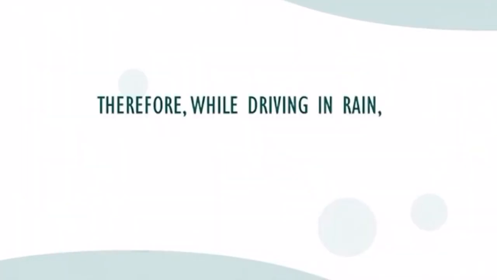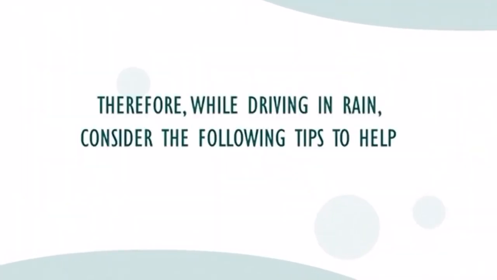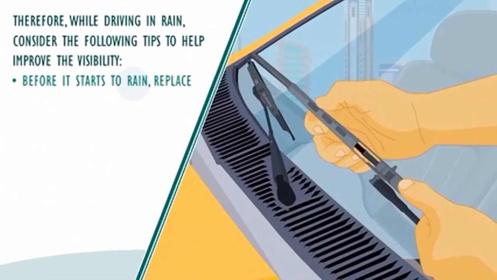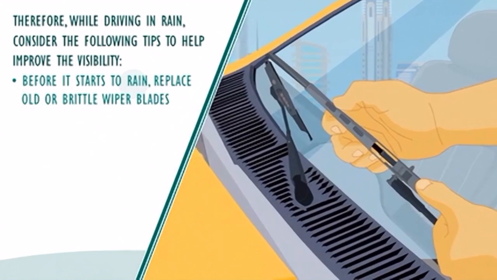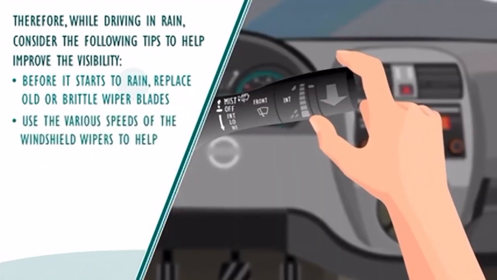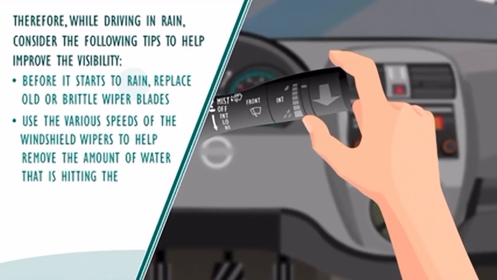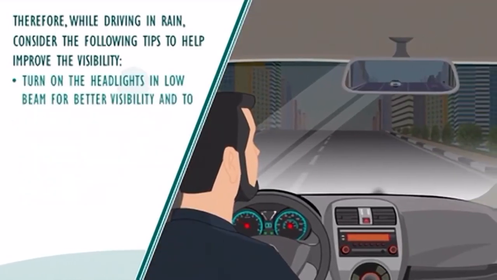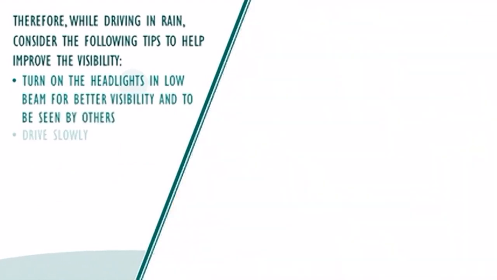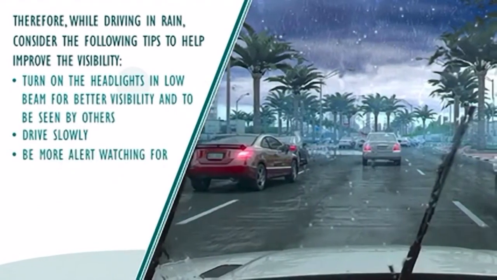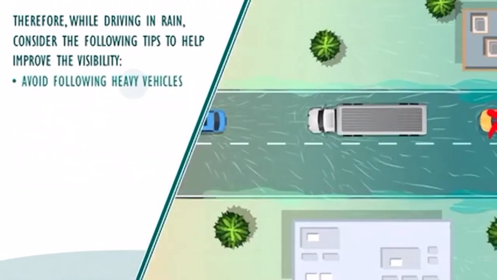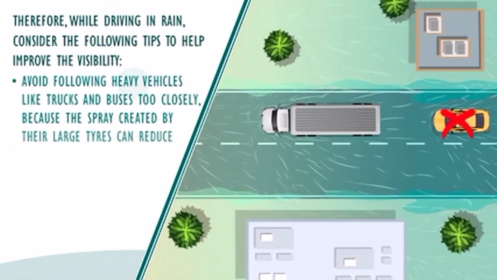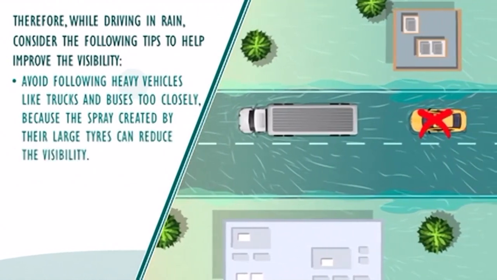users. Therefore, while driving in rain, consider the following tips to help improve the visibility. Before it starts to rain, replace old or brittle wiper blades. Use the various speeds of the windshield wipers to help remove the amount of water that's hitting the windscreen. Turn on the headlights in low beam for better visibility and to be seen by others. Drive slowly. Be more alert, watching for brake lights in the front. Avoid following heavy vehicles like trucks and buses too closely, because the spray created by their large tires can reduce the visibility.